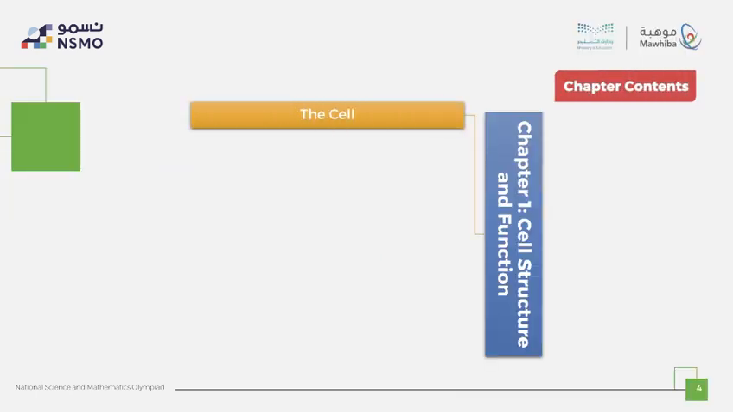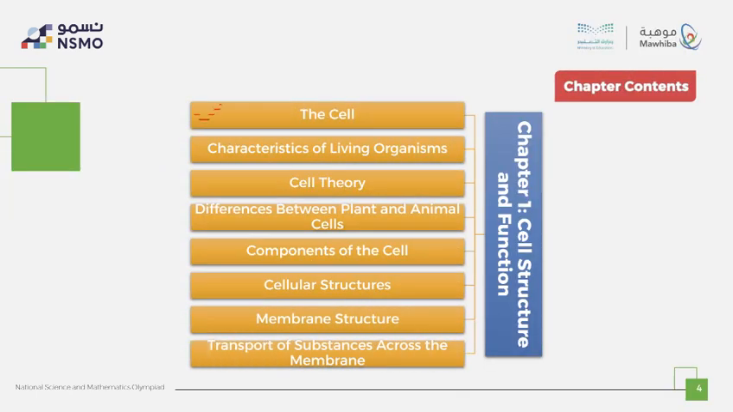We are still in Chapter 1, cell structure and function. In the previous lectures, we talked about the cell, characteristics of living organisms, cell theory, differences between plant and animal cells, and we talked about some organelles, such as the ribosome. And today we will continue to discover the components of the cell.